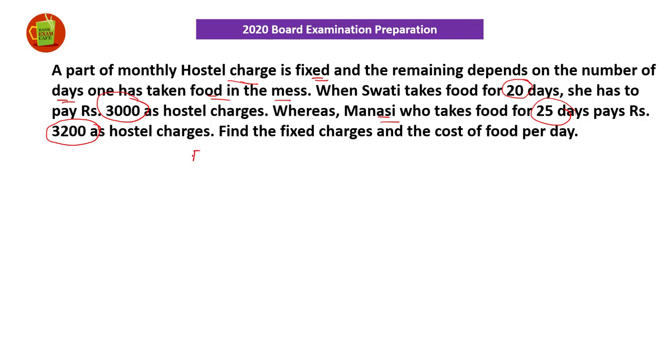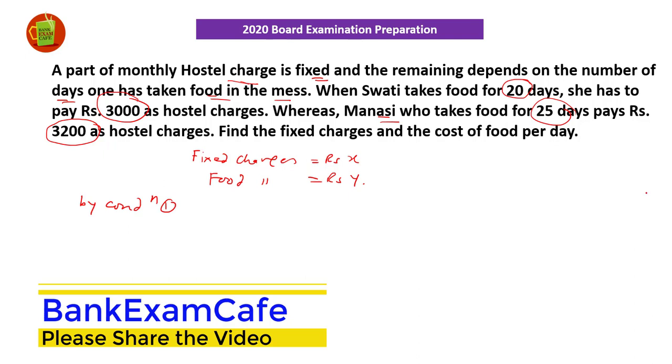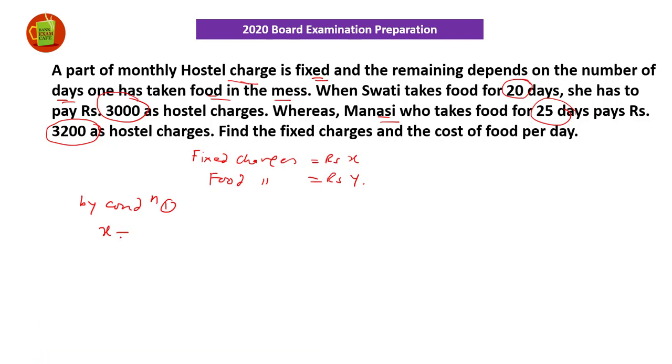Let the fixed charges be rupees X, and the charges for food per day be rupees Y. Then by condition 1, Swati takes food for 20 days. The fixed charges will be X, plus 20 days charges, which is Y rupees per day, so for 20 days it will be 20Y, which is equal to the total amount, rupees 3000. Let this be equation number 1.